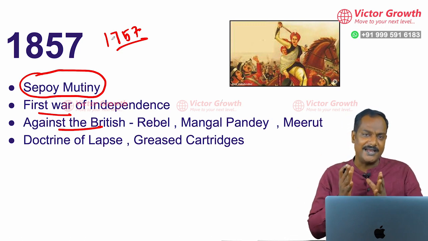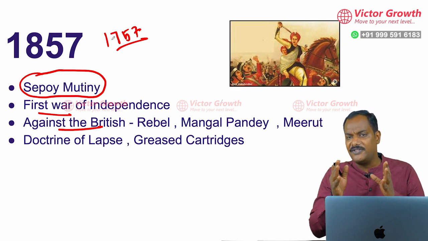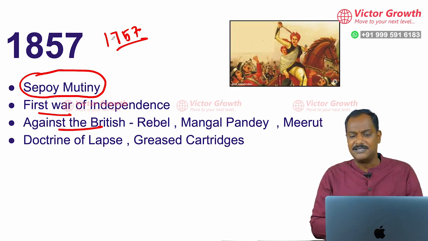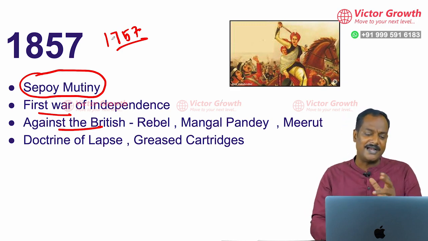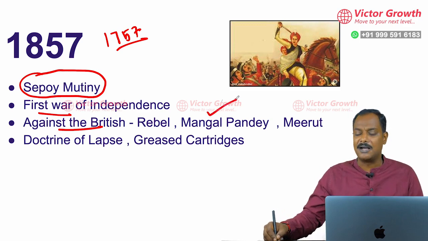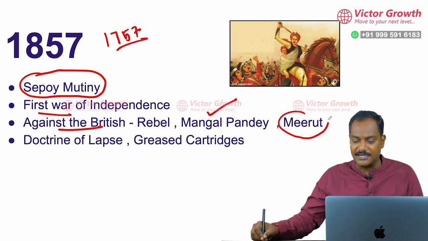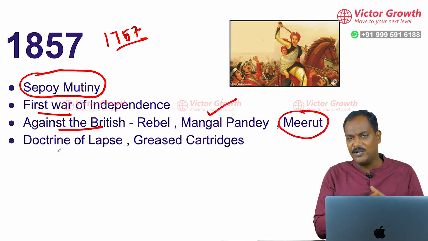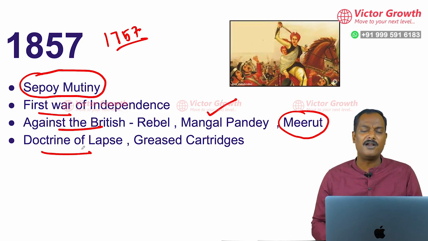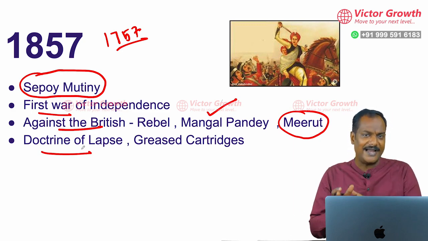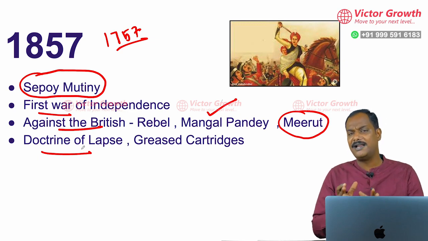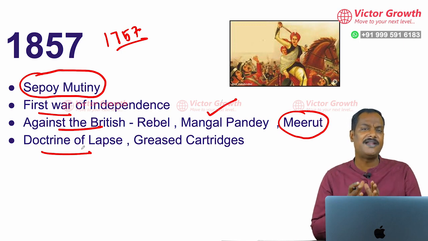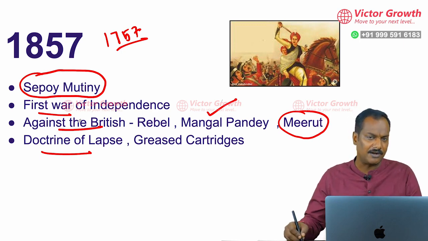100 years later, in 1857, we could see some of the Indian soldiers revolting against the British. Important leaders include Mangal Pandey, and an important center includes Meerut. Many reasons were there, but two reasons I'll tell you here itself. One is the Doctrine of Lapse. What is the Doctrine of Lapse? If the king dies without having a legal heir, that means he doesn't have a son, that kingdom will be taken over by the British. That is known as the Doctrine of Lapse.